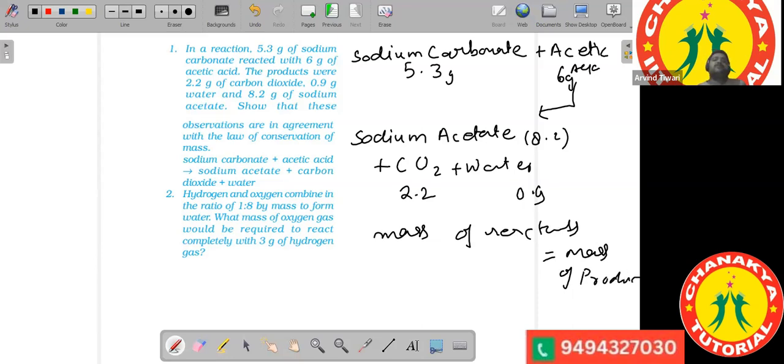Look at question number 2 now. And this, who will answer? Let me see. Aman will answer. Okay, Aman and Prince will answer this. Everyone will solve. Solve question number 2. Hydrogen and oxygen combine in the ratio of 1:8 by mass to form water. What mass of oxygen gas would be required to react completely with 3 gram of hydrogen?